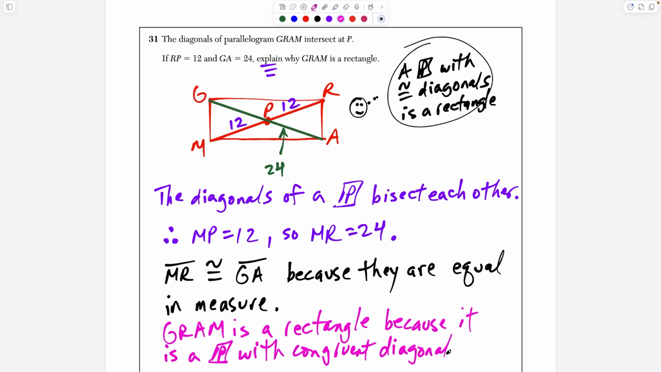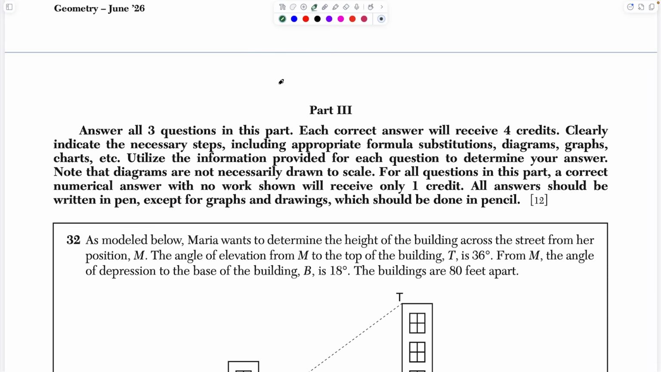Okay, this is very important, I think, to just be as thorough as possible. So we're saying how we know MP is equal to 12. And then that allows us to show diagonals are congruent, and then we write our conclusion. So now we're moving on to part 3. There are 3 questions here, and each question is worth 4 credits.